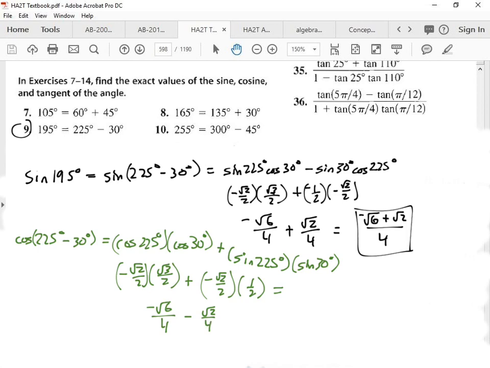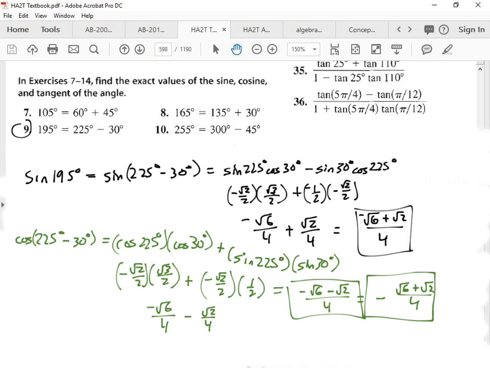Okay, so let's write this out. Negative rad 6 minus rad 2 over 4. Or I can rewrite this as negative rad 6 plus rad 2. Both ways of writing it are correct. You'll probably see the second way written on a multiple choice exam.